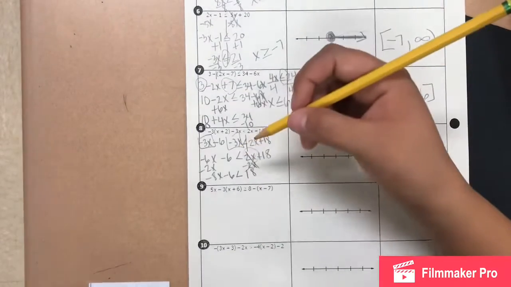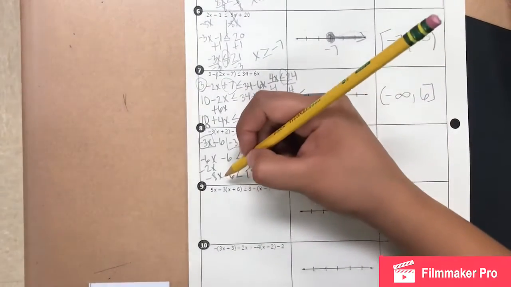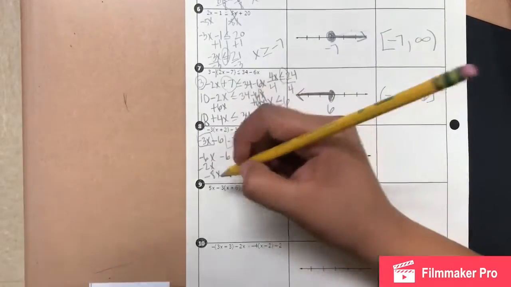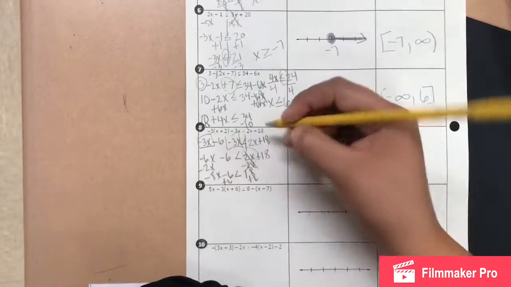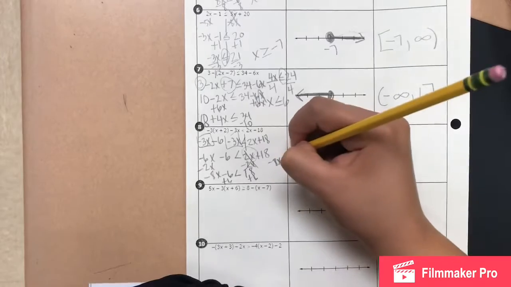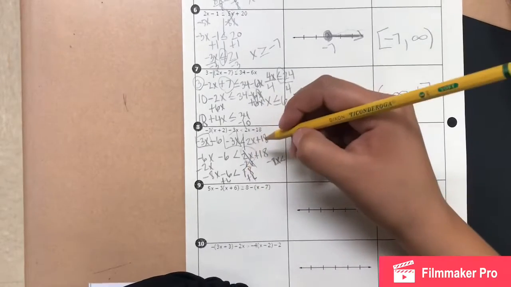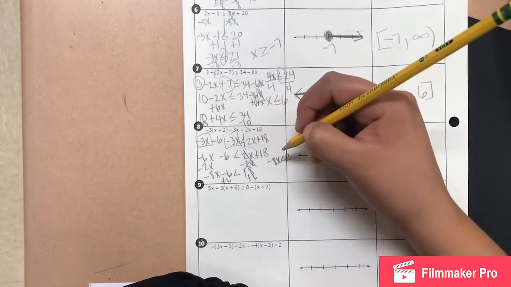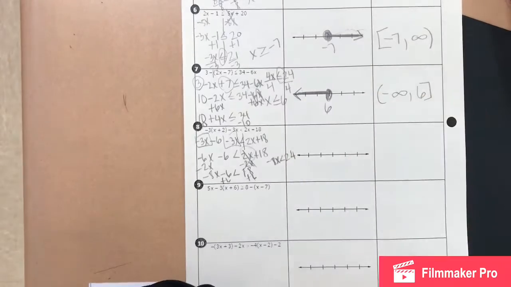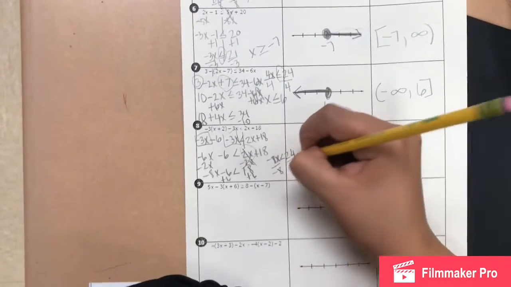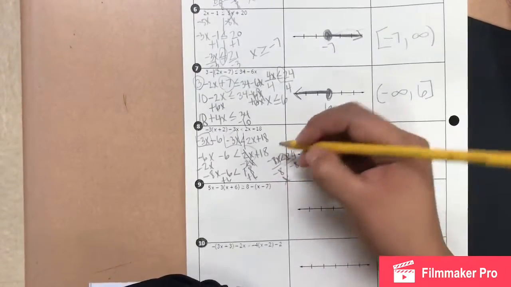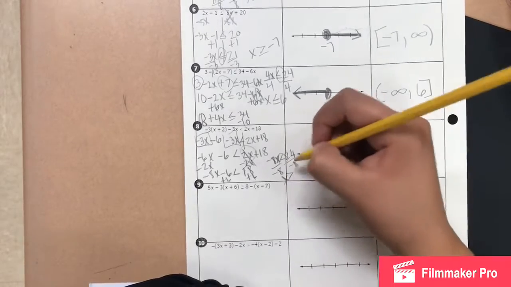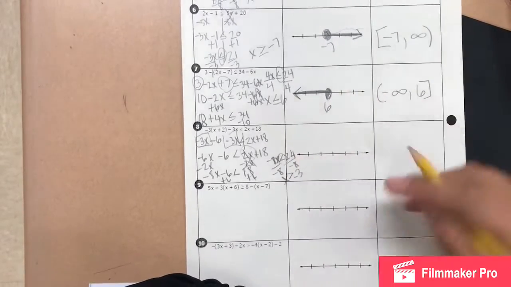Before I can divide by negative 8, I need to take care of the subtraction. The inverse of subtracting 6 is to add 6 to both sides. So I have negative 8x is less than 18 plus 6 is 24. Then I divide by negative 8. Since I divided by a negative, it flips the less than to greater than. 24 divided by negative 8 is negative 3.